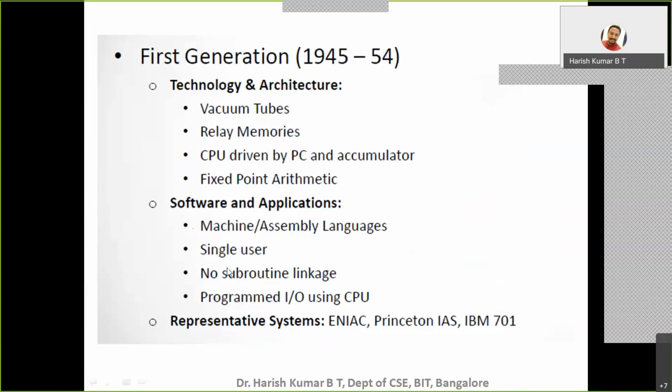And how many users did it support? Only one user. And there was no support for subroutine linkage. Subroutine linkage, the function call, was not available. And there was programmed I/O using the CPU, so all input-output operations were programmed to the CPU itself. And what are the examples? These are the examples you can give. ENIAC is a simple calculator which was used in 1945 to 1954.